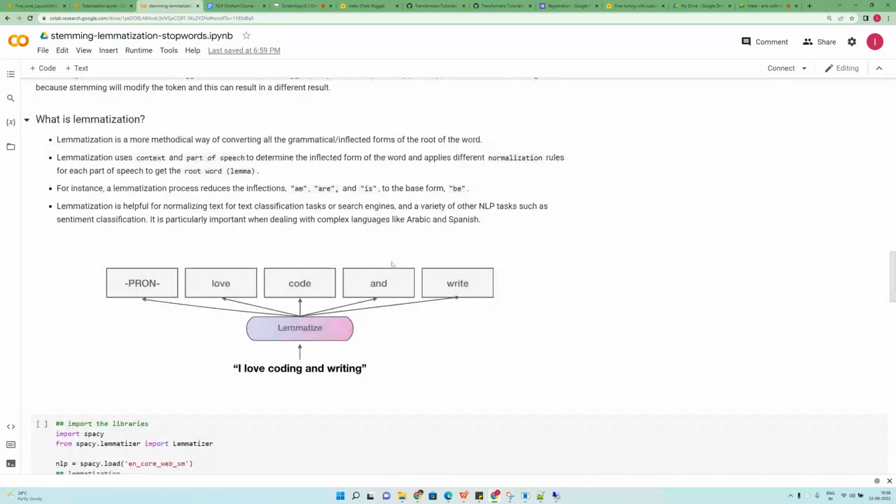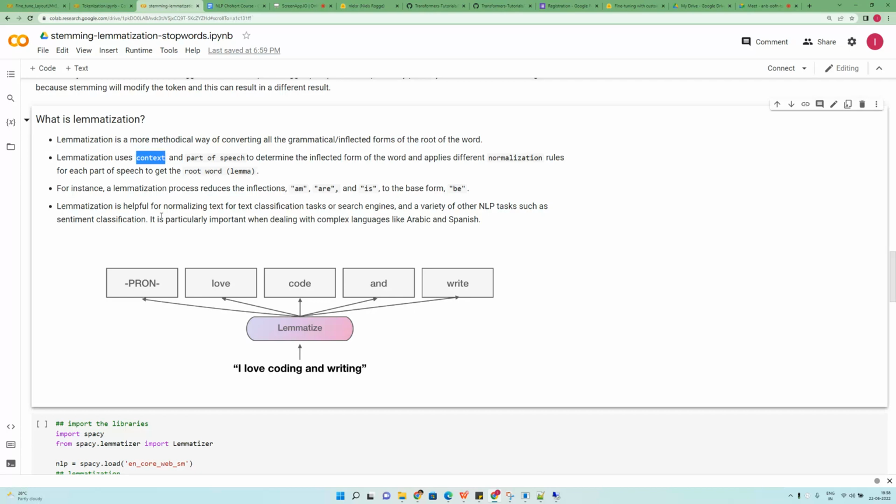Now we will go through lemmatization. So what is lemmatization? Lemmatization is a more methodical way of converting all grammatical inflected forms to the root word. Lemmatization uses context. The problem with stemming is that it won't use any context. It blindly follows some rules and converts the word into its stem form. But lemmatization uses the context and parts of speech to determine the inflected form of the word, and applies different normalization rules for each part of speech to get the root word. Instead of blindly converting to some stem word, it converts to the root word, using context and parts of speech to determine which root word to convert to.